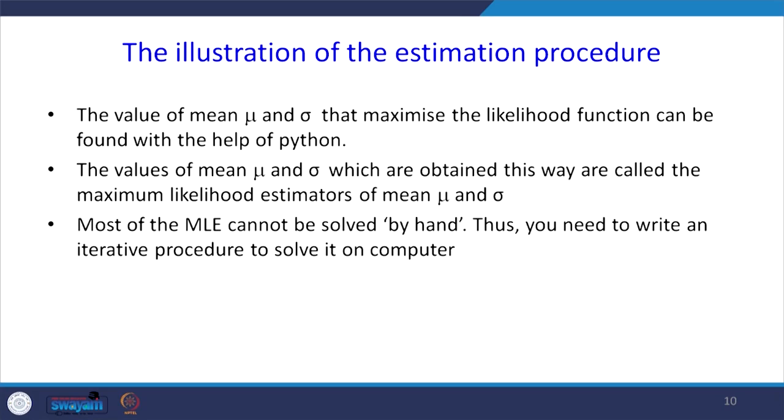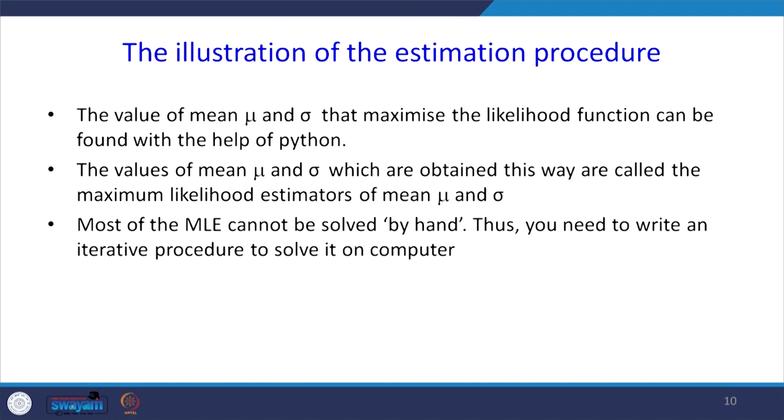The values of the mean mu and sigma that maximize the likelihood function can be found with the help of Python. At the end of the class I am going to show an example for regression equation. The values of mean mu and sigma obtained this way are called the maximum likelihood estimators of mean mu and sigma. Most maximum likelihood estimates cannot be solved by hand.